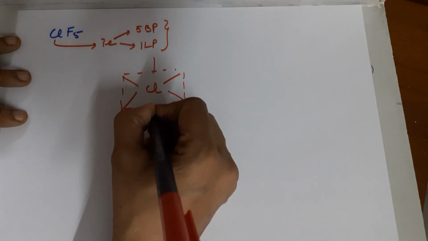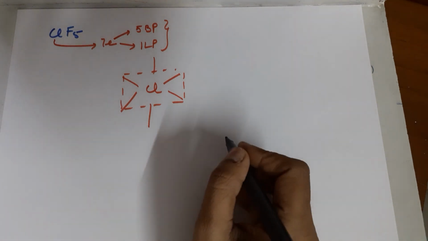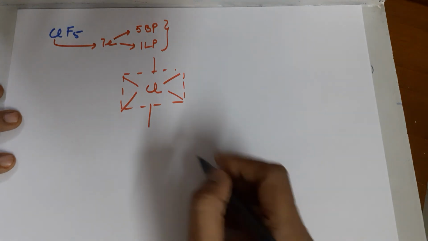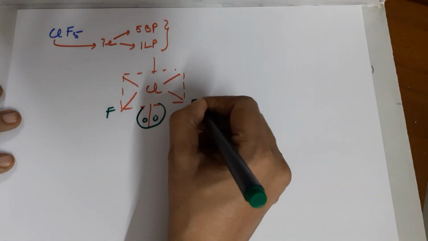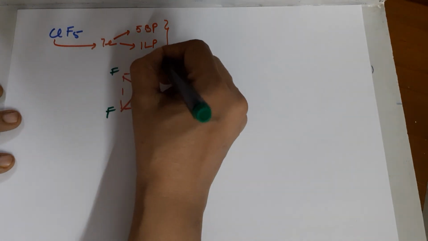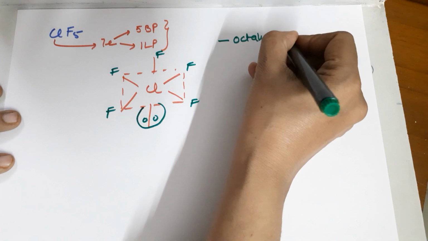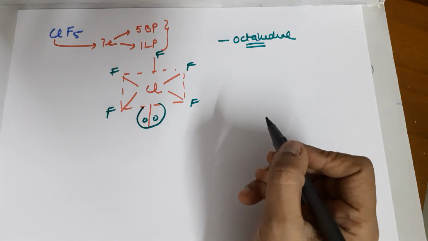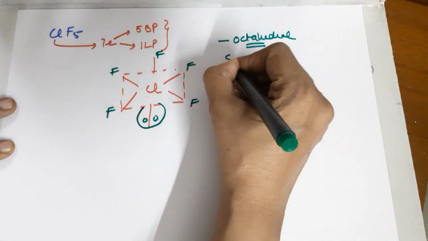like this, one above, one below. All the angles are 90, so there is no issue. You can place your lone pair anywhere that you like, but the advice is to place it either above or below. So I am placing the lone pair here and the fluorines on these positions. If you are asked the geometry, it is octahedral, and if you are asked the shape, then you remove the lone pair. Without the lone pair, the shape is square pyramidal.